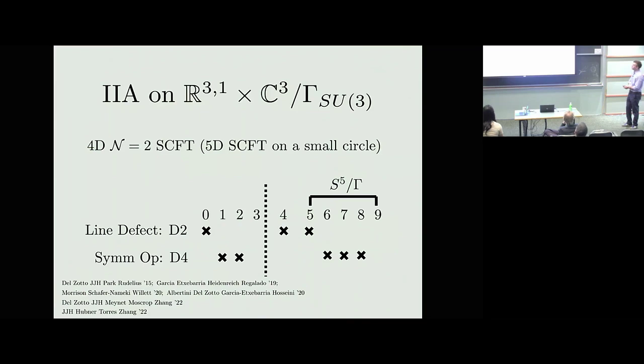And then we have the 5, 6, 7, 8, 9 for the generalized lens space. Now, the line defect we can engineer is just given by wrapping a torsional 1-cycle of the D2 brane and then this radial direction here. And this gives us a heavy line defect.